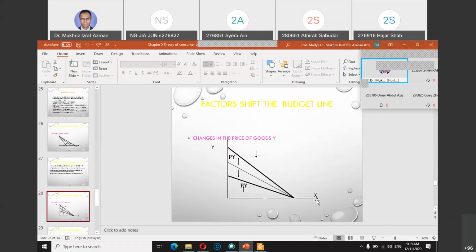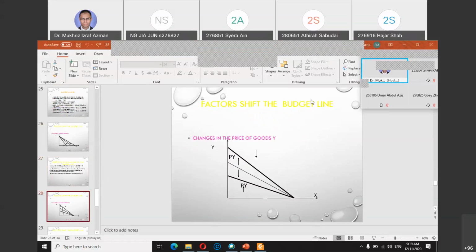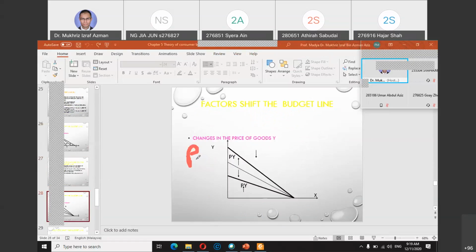The price of good Y changes, but the price of X remains the same. So in this case, it is PY, the price of Y, that changes. The same thing here: if it moves upward, looking at this point here, the intersection point, the one in the middle is the original line. If it moves upward, that indicates the PY has gone down. But if the graph moves downward, that indicates PY goes up.